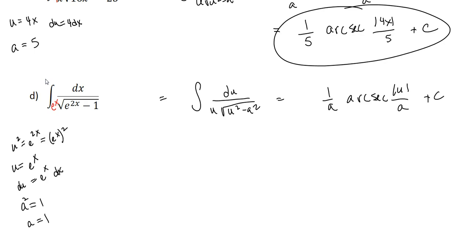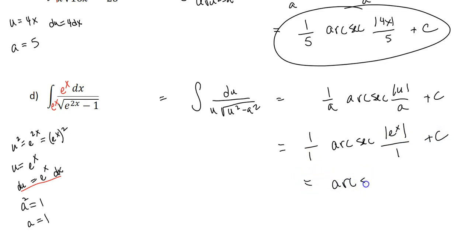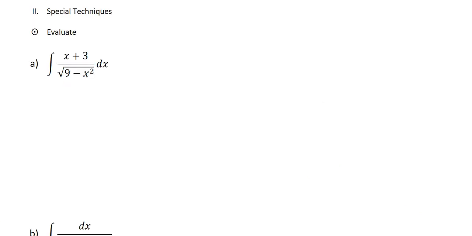And it turns out that I can do that because in order to have du, I need an e to the x on the top. So this one does fit the form that I'm looking for. It's just someone went in and canceled out that e to the x from the top and the bottom. I'm just putting it back in so it fits. So this is going to be 1 over 1 times the arcsecant of the absolute value of e to the x over 1 plus c. And we don't need the absolute value because we know that e to the x is greater than 0, so we're in good shape here. This is my answer. Next, we're going to talk about some special techniques that you can use to evaluate.